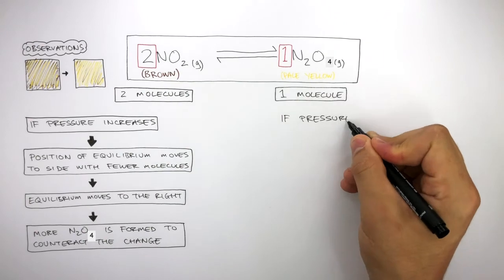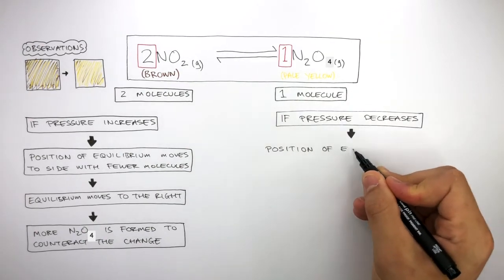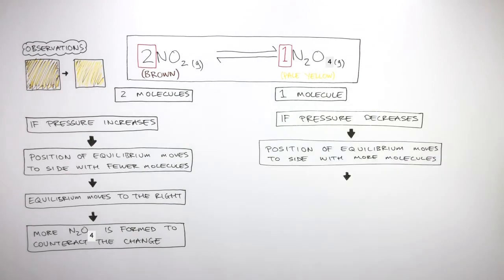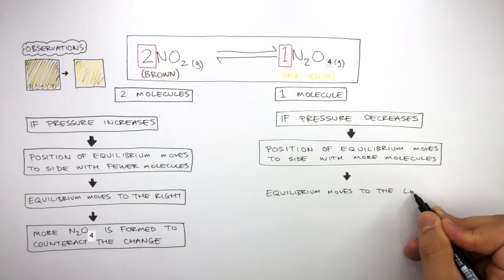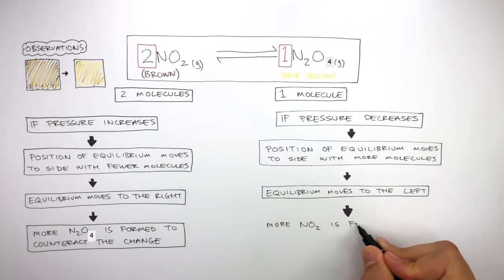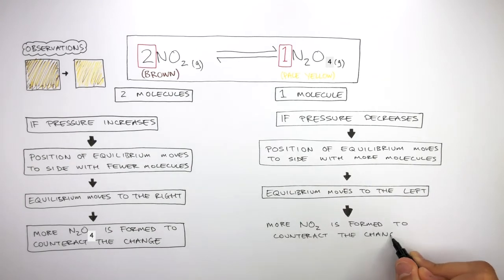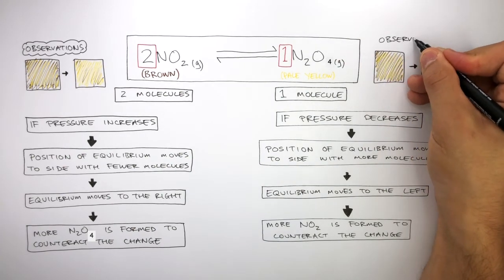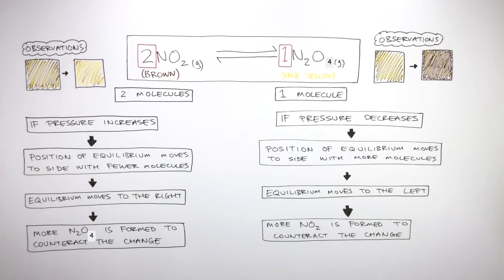Now, if the pressure decreases, the position of the equilibrium moves to the side with more molecules. Therefore, the equilibrium moves to the left as there are two molecules on the left and one molecule on the right. So more NO2 is formed to counteract the change, which was the decrease in pressure. As more of the brown NO2 is formed, this causes the reacting mixture to become more brown. These are the observations when the pressure is decreased.